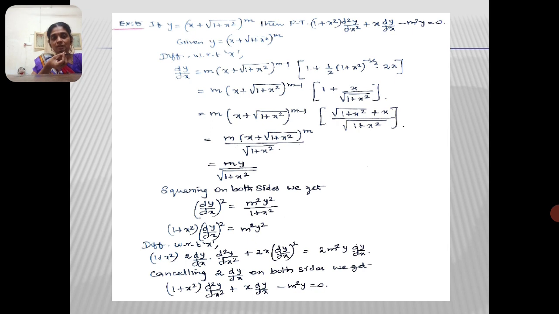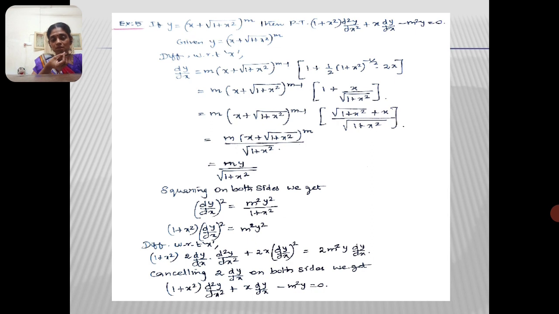And simplifying this term, we arrive at m into (x plus root of 1 plus x²) power m divided by root of 1 plus x². The numerator (x plus root of 1 plus x²) power m can be written as y. So dy/dx is equal to my by root of 1 plus x². Taking square on both sides, we get (dy/dx)² equal to m² y² by 1 plus x². And on cross multiplication, we get (1 plus x²)(dy/dx)² equal to m² y².